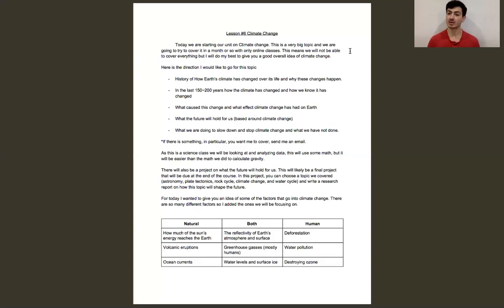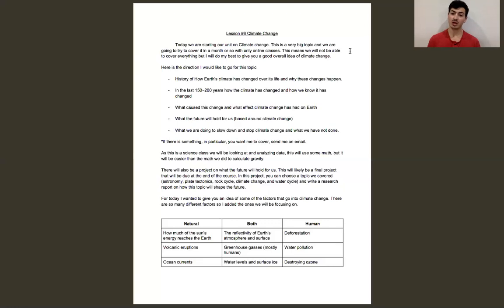Looking at human-caused things, deforestation is a big cause, because there are fewer trees around to not only reduce the greenhouse gases, but it also changes Earth's reflectivity, which means it's going to absorb more light and warm up more. There's also water and air pollution, and then destroying the ozone layer, which blocks some of that harmful light coming in from the sun. So it's more energy from the sun getting to Earth.